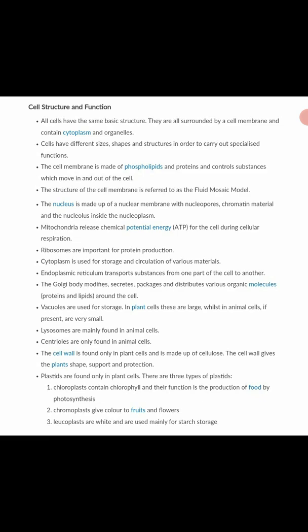There are three types of plastids. You have the chloroplasts, which contain chlorophyll, and their function is the production of food by photosynthesis. We have the chromoplasts, which give colors to fruits and flowers, and we have leucoplasts, which are white and are used mainly for starch storage.